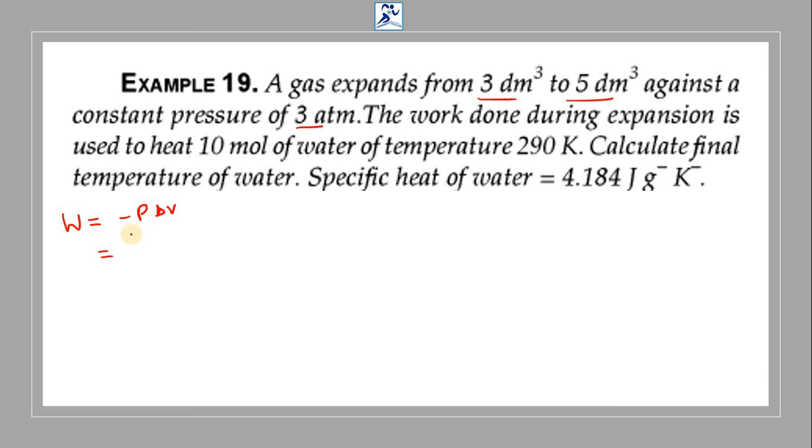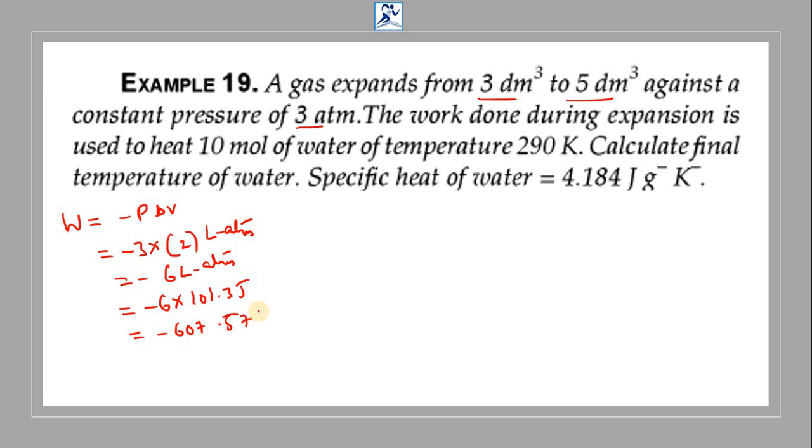First we will find the work. What is the work done? The pressure given is 3 atmospheres. So minus 3 into the change in volume. The change in volume is 5 minus 3, which is 2. So 3 atmospheres times 2 decimeter cube, so it is liter atmosphere. So minus 6 liter atmospheres is the answer. Converting into joules, the 6 will be multiplied with 101.3, and the answer will become 607.57 joules.